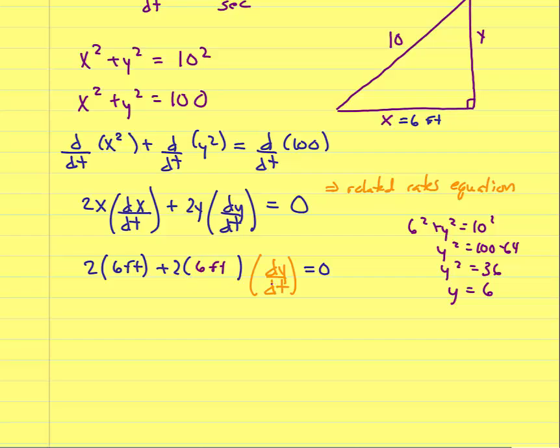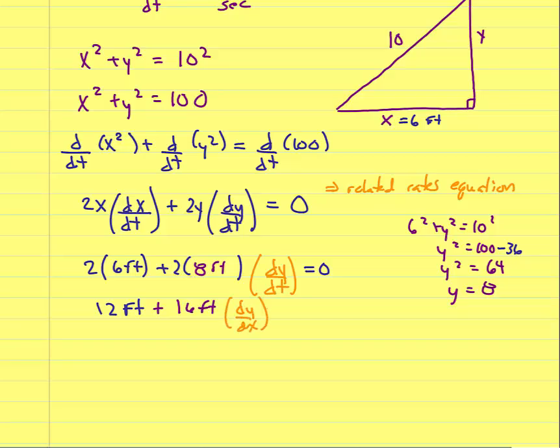Now again, I'm trying to solve for dy/dt. So I have 2 times 6 is 12 feet. Plus, oh, wait a minute, that doesn't look right. Let me see. Okay, it's right up here. I think I must have anticipated my answer. 36 is subtracted over here. 100 minus 36 is 64, and the square root of 64 is 8. Okay, so this is going to be 8 feet. So this would be 8 times 2 is 16 feet dy/dx.